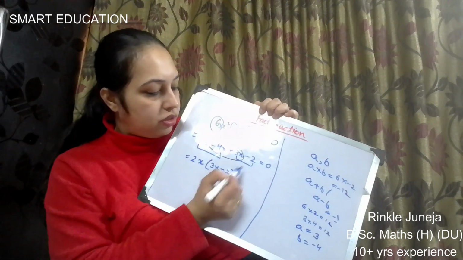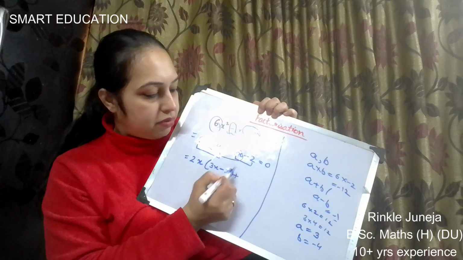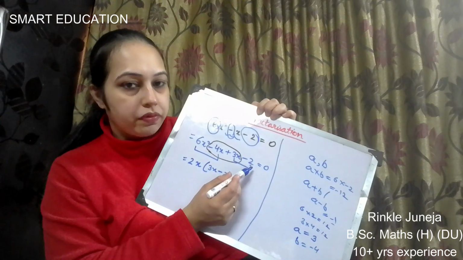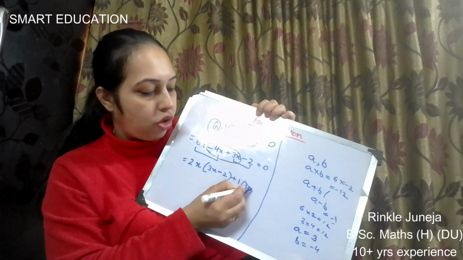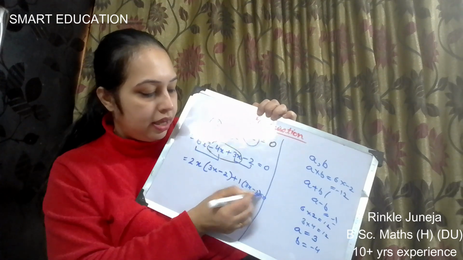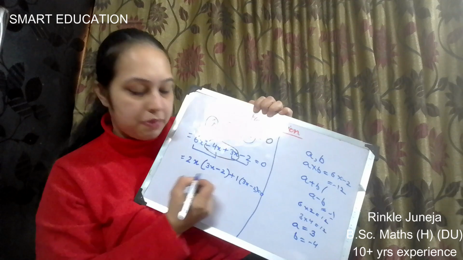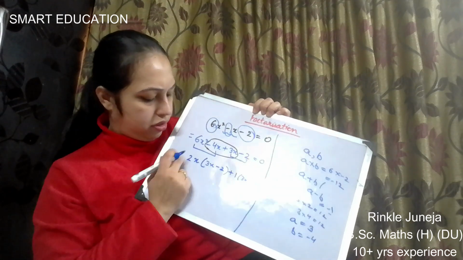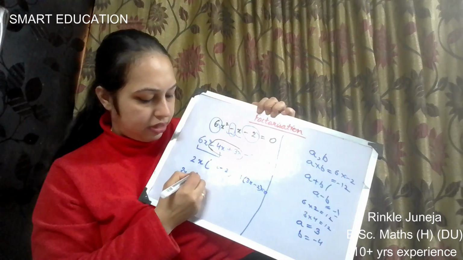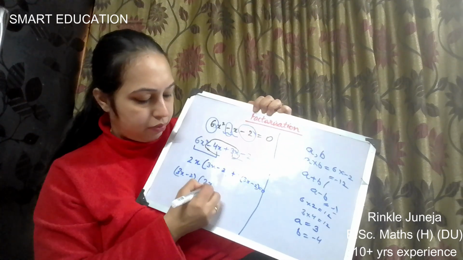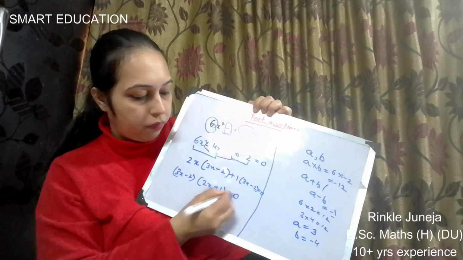Now look at the next two terms. The bracket is 3x - 2. This is also 3x - 2. So what should we take common? We should take common 1. In such cases we take common as 1. Now we have the same brackets, 3x - 2 and 3x - 2. We take that common. We are left with 2x + 1 = 0.